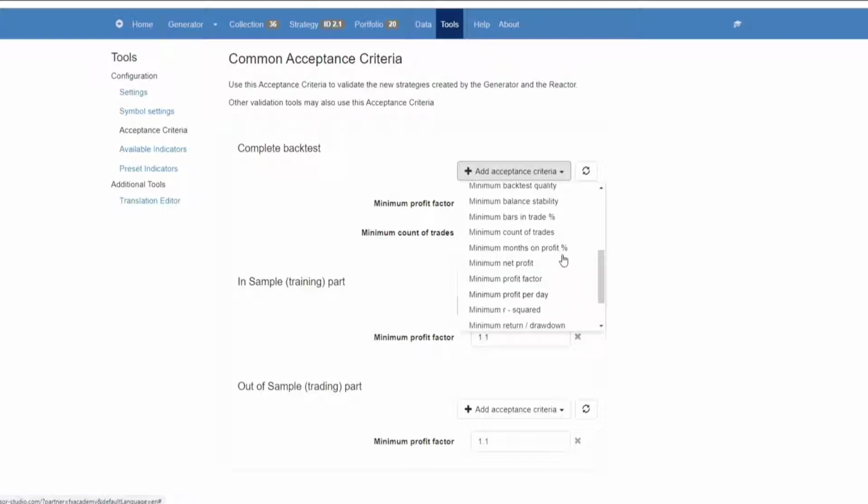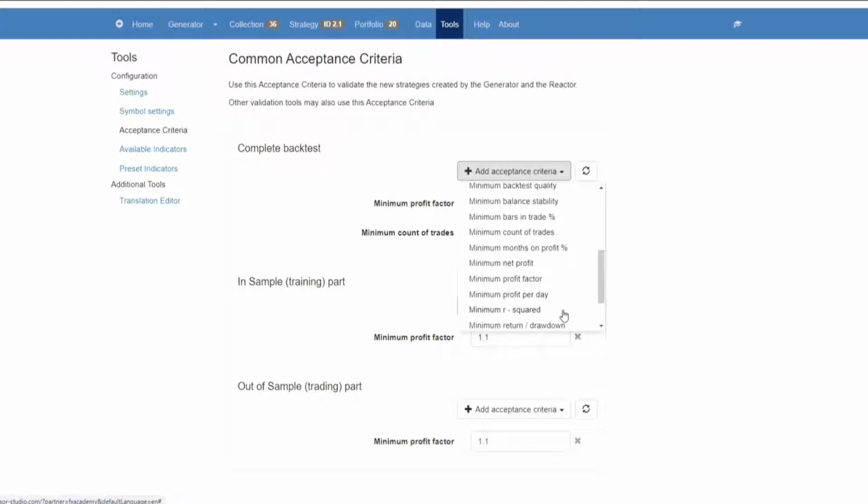Then we have minimum net profit, so the minimum net profit that the strategy has obtained over the term of the historical data. Then we have the minimum profit factor. This is where we would set the minimum profit factor, and it is calculated by dividing the total profits by the total losses. Minimum profit per day. What is the minimum profit per day you want your strategy to have achieved? Then we have minimum R squared. This is effectively the smoothness of your equity line. The higher the number, the smoother your line.